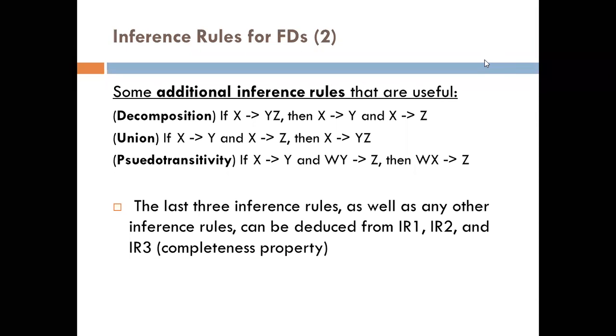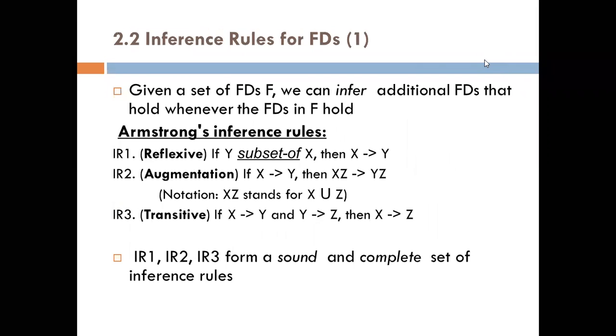Some additional inference rules are also there. They are decomposition, union, and pseudo transitivity. Before this, we may also provide a proof for these three rules. Suppose y is a subset of x, and let us consider two tuples. Here the condition is that x contains y, which means y is a subset of x.